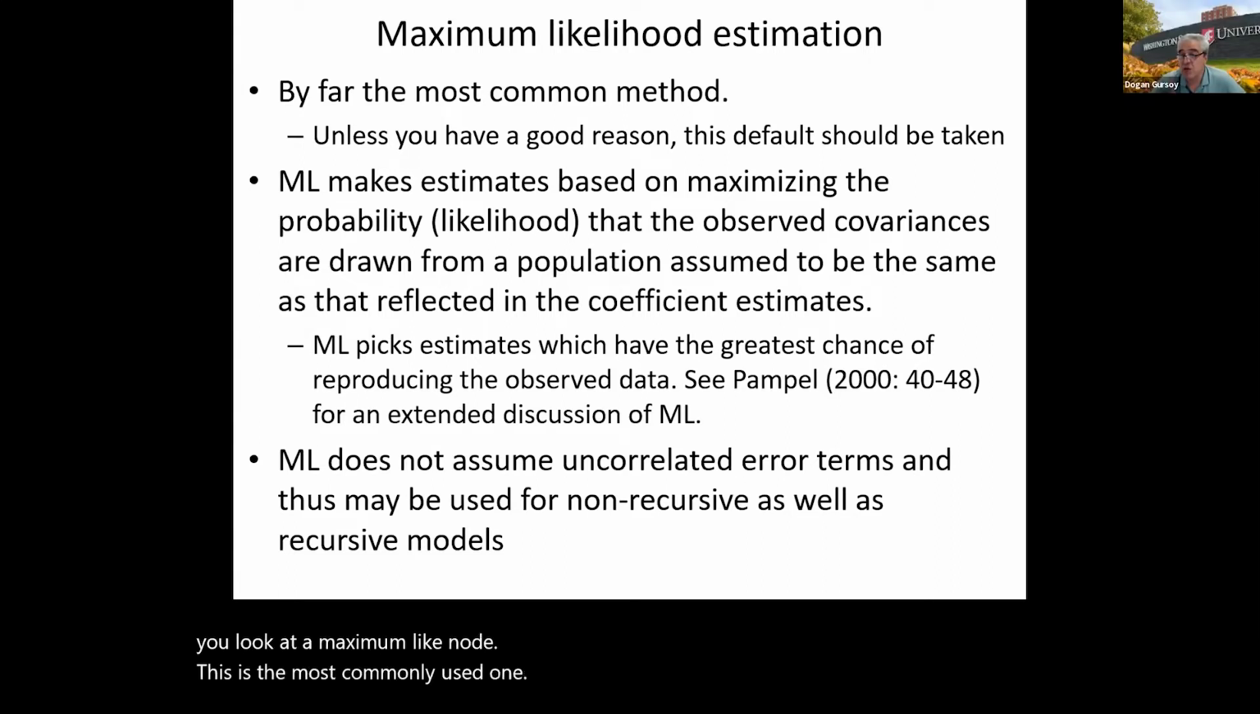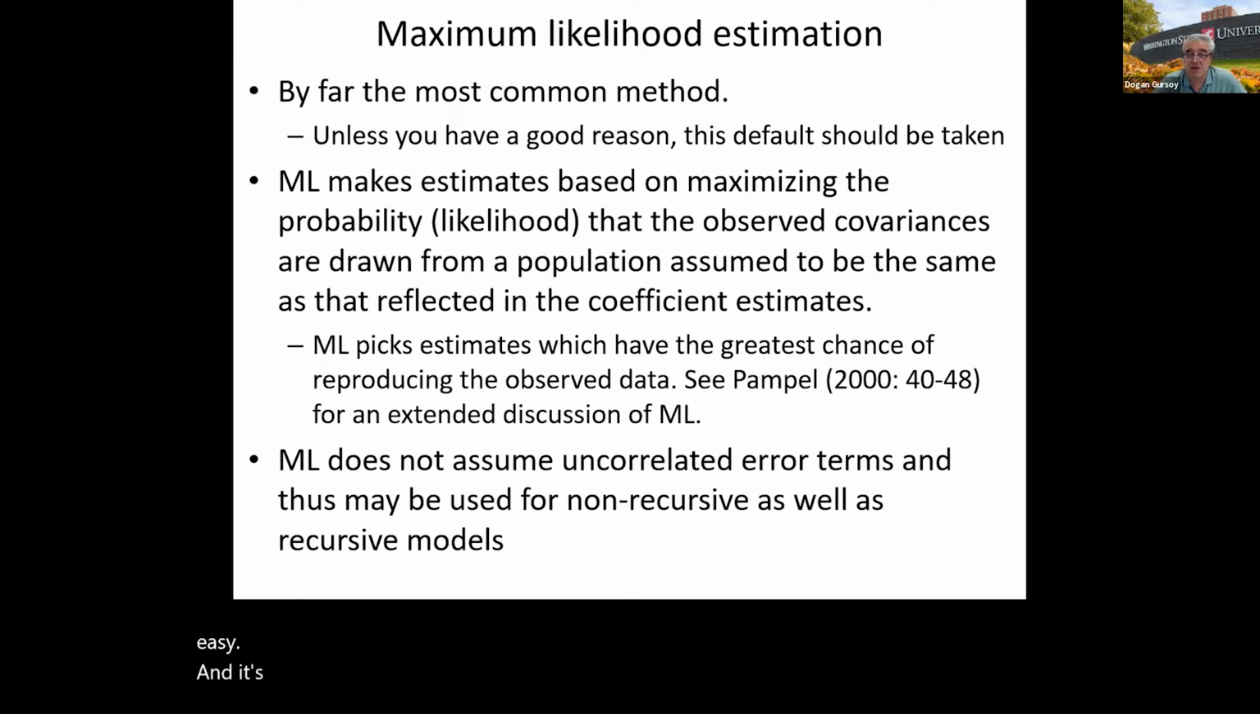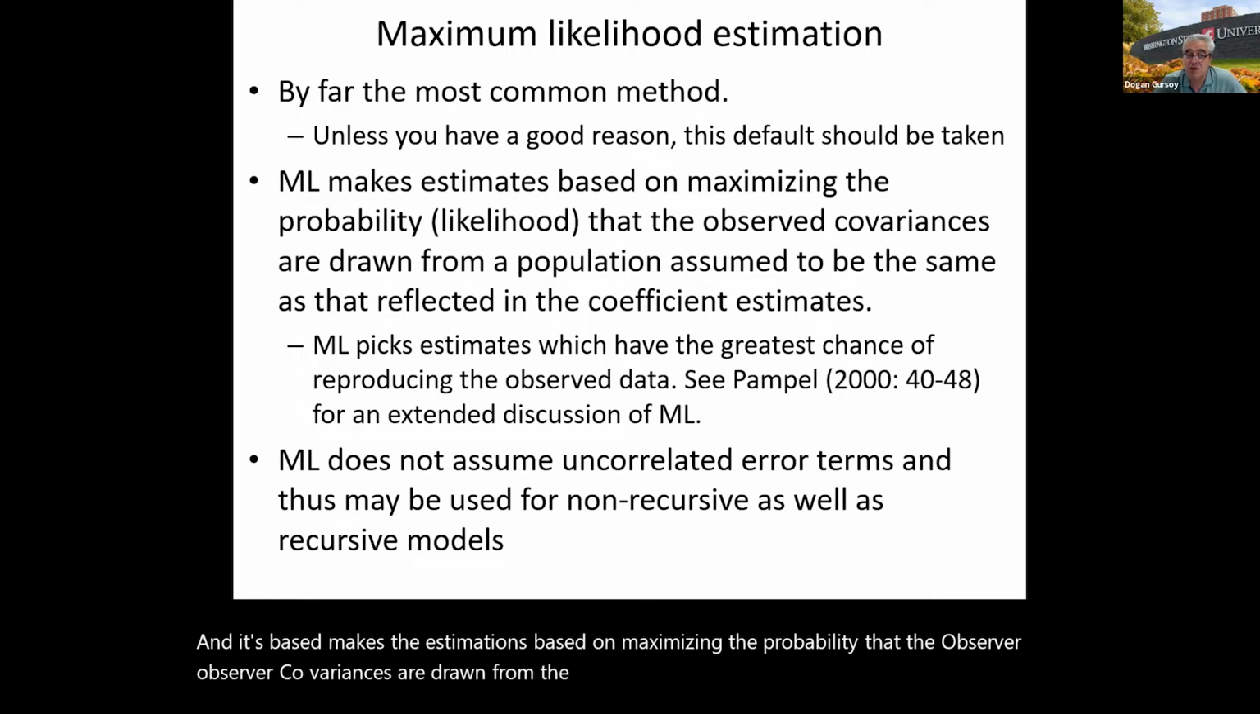When you run SEM on any software, this is the default option. To change the option, you have to either write it in the syntax, or some have drop-down menus. It's the most common. Unless you have a good reason not to use it, just use this. It's easy. It makes the estimations by maximizing the probability that the observed covariances are drawn from the population. I mean, comparing the estimated covariances to your observed covariances.